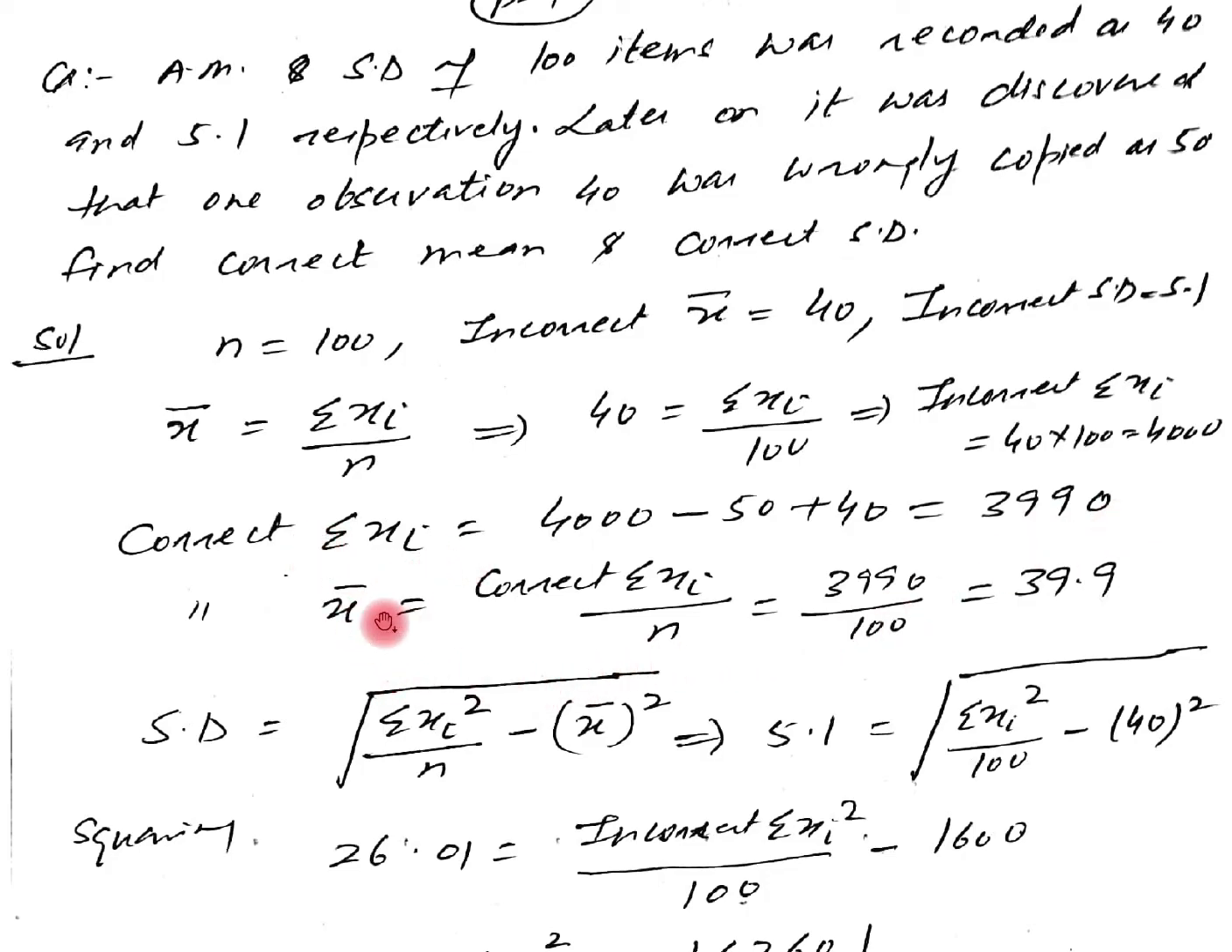Therefore it is corrected. Therefore the corrected x bar, with n remaining 100, will be 3990 upon 100, which equals 39.9. So this is the corrected mean.